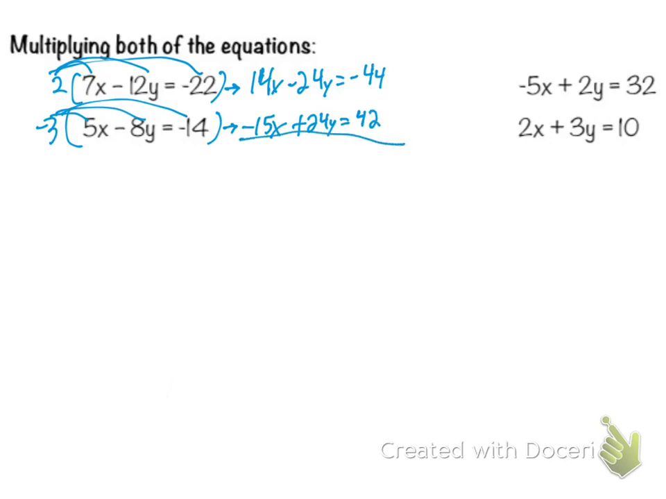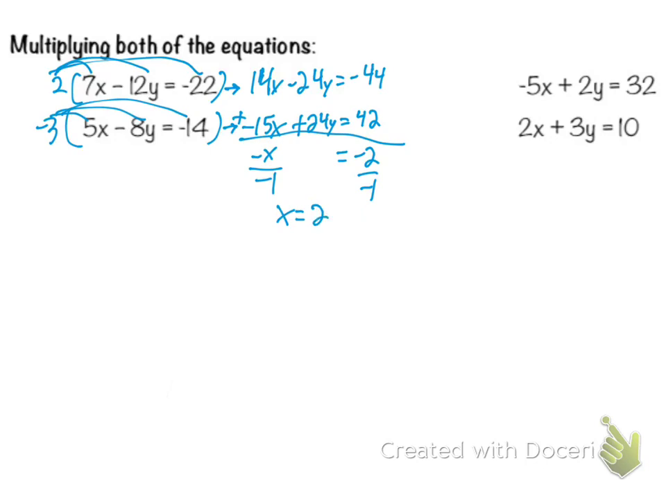Okay, now we notice, are we ready to eliminate now? Yeah, those y's are going to eliminate. Same number, different signs. Negative and a positive, 24. So what's 14x plus a negative 15x? Negative 1x, or negative x. Negative 24y plus 24y is 0. What's negative 44 plus 42? Negative 2. Divided by a negative 1. And x is what? 2.